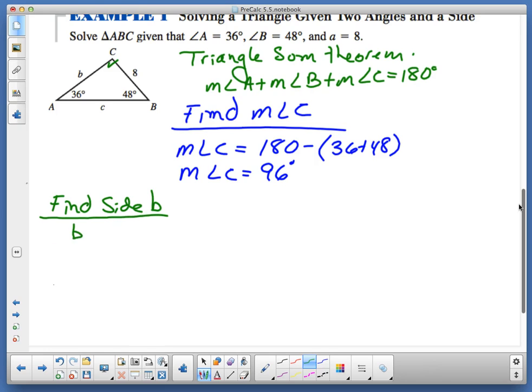I'm going to find B, and I'm going to flip it. Okay, I'm going to use A. And when I do this, I'm going to find B, and I already know the sine of B, it's 48. And A is 8, so B equals 8 sine of 48 over sine of A, which is 36.